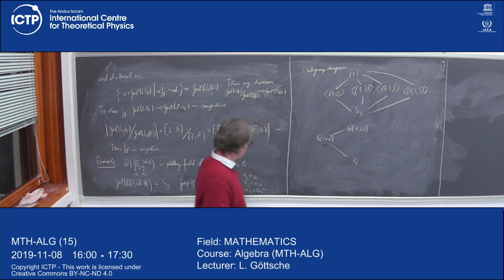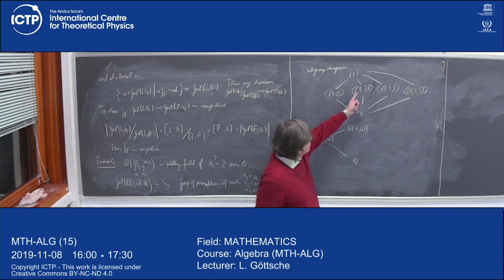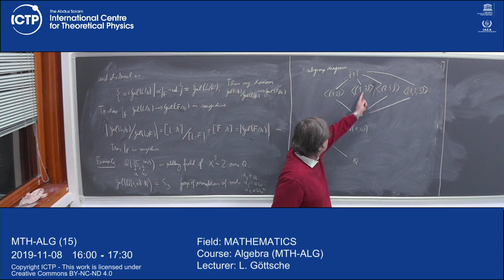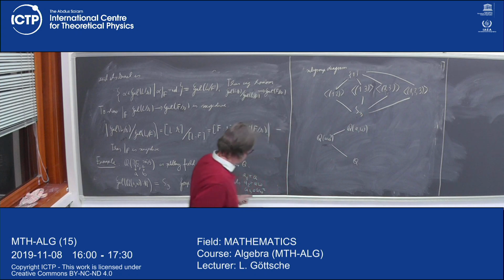And so obviously by the same token, if we exchange 1 and 3 and leave the second one fixed, we get Q(A omega).